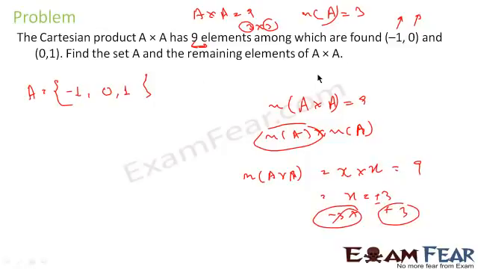Since A cross A is something like this, (X, Y), where X is a member of A and Y is a member of A, both are members of A. So -1 is a member of A, 0 is a member of A, 1 is a member of A. So we see all the 3 are here. So we can say confidently that set A has 3 elements, and these are -1, 0 and 1.